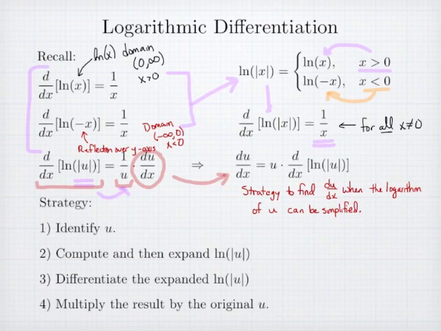We have a strategy for finding the derivative of u with respect to x when the logarithm of u can be simplified. The strategy follows 4 steps. First, simply identify the u that we want to calculate the derivative of. Second, we write down the logarithm of the absolute value of u. Now this often involves products and powers and quotients, and we use the properties of logarithms.